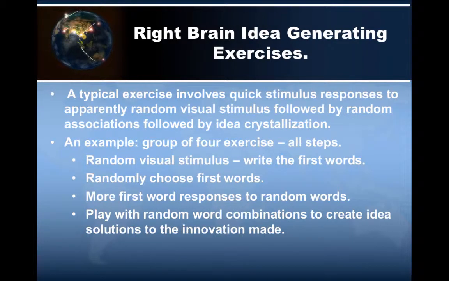Okay, so for right brain idea generating exercises, the exercise involves quick stimulus responses to apparently random stimulus, followed by random associations, followed by idea crystallization. Here's an example of a group of 4 and all of the steps that might be involved in one of these. You can also go to earlier podcasts in which Carrie McNamara talks about some specific creative idea generating exercises, and some of those are right brain. So they're good examples there.